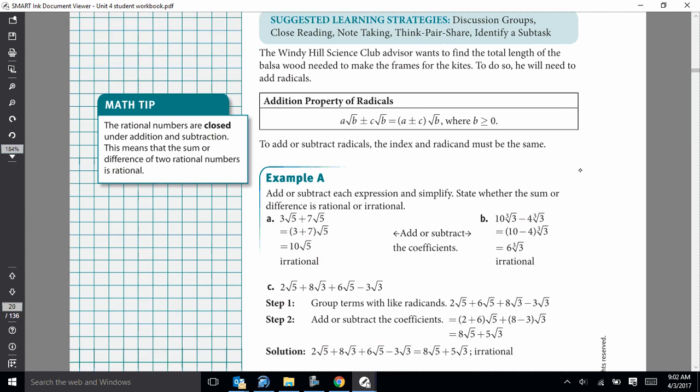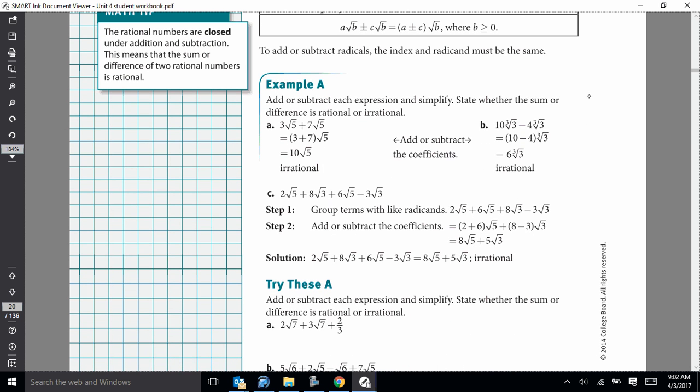So let's do some practice ones. Here we have 3 square root of 5 plus 7 square root of 5. So this is saying we have 3 square roots of 5, right? And this is saying we have 7 square roots of 5. When we add them together, we're taking 3 plus 7. So we have 10 square root of 5. Questions on that?